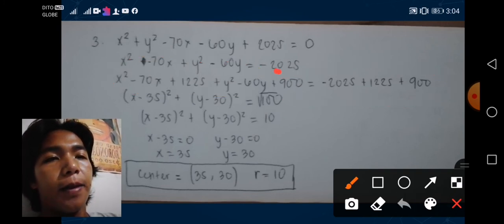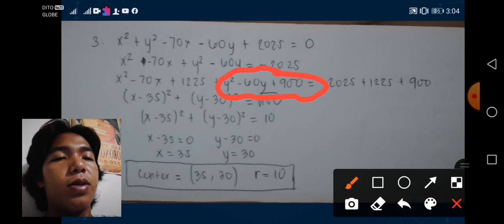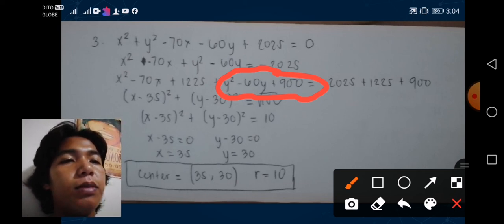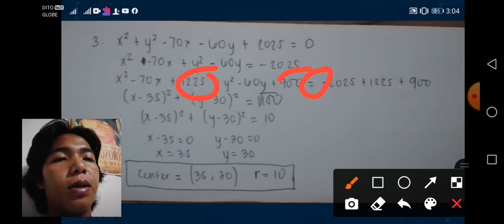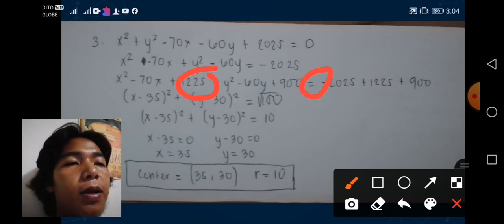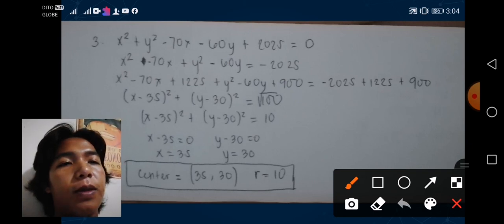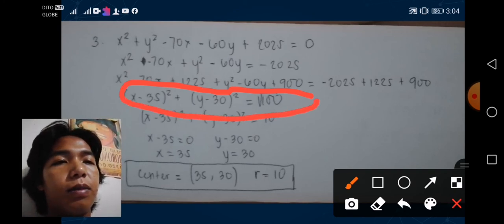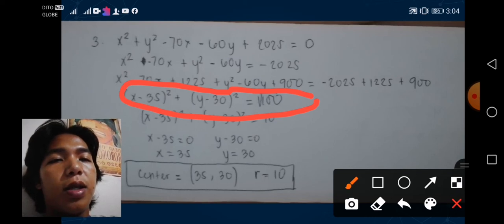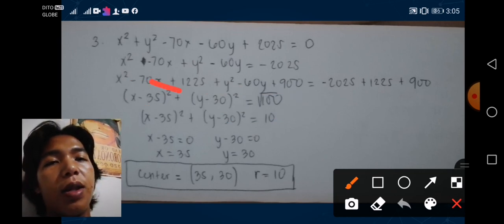Just like the first, that's how we do it in the second. So y squared minus 60y plus 900. So the rule, we have an equal sign. What we add in the left hand side we will also add in the right hand side. So this is the product: quantity x negative 35 squared plus quantity y negative 30 squared equals 100. So how do we get this?